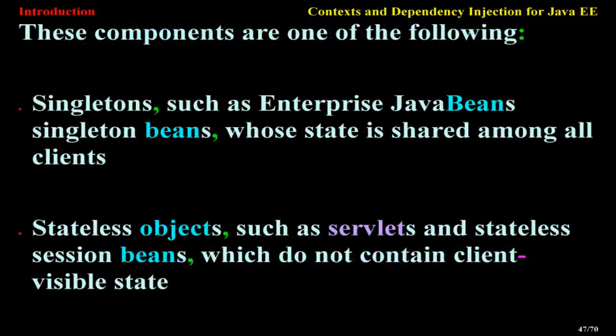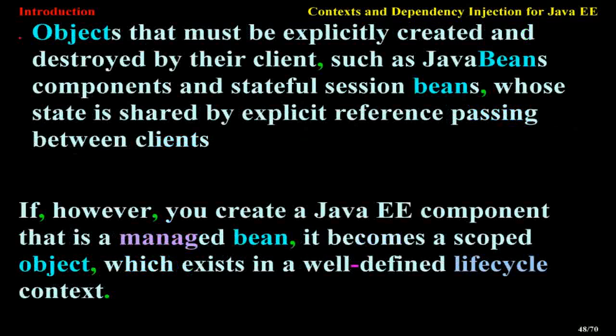stateless objects, such as servlets and stateless session beans, which do not contain client-visible state; or objects that must be explicitly created and destroyed by their client, such as JavaBeans components and stateful session beans, whose state is shared by explicit reference passing between clients. If, however, you create a Java EE component that is a managed bean, it becomes a scoped object, which exists in a well-defined lifecycle context.